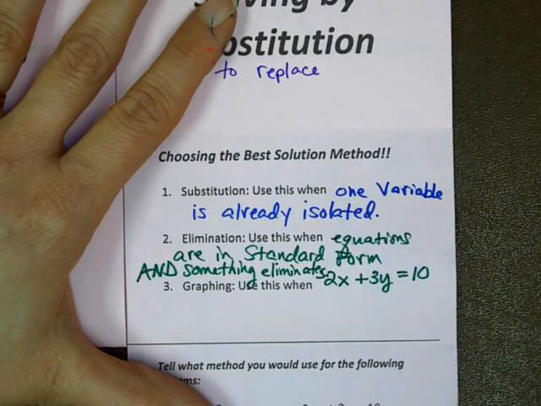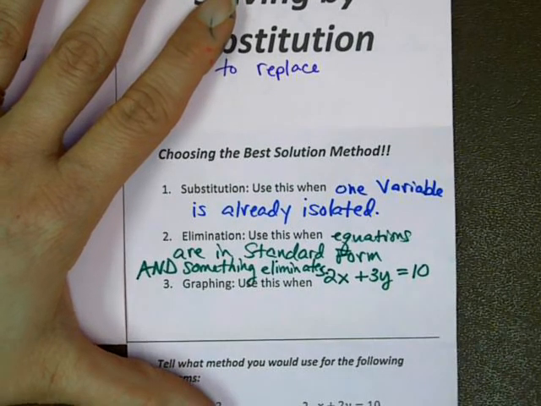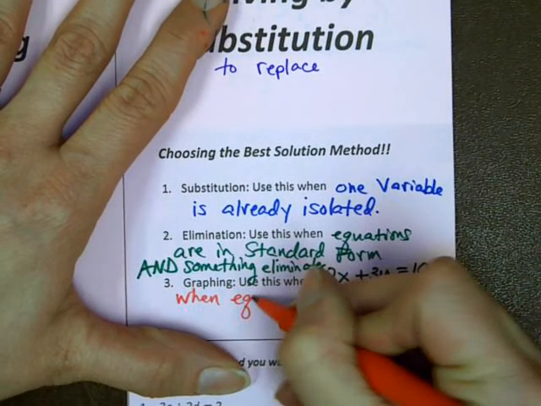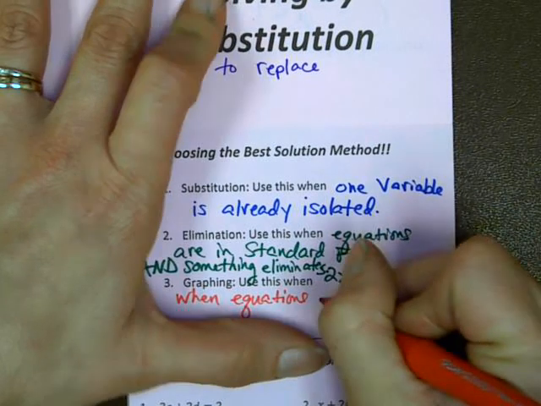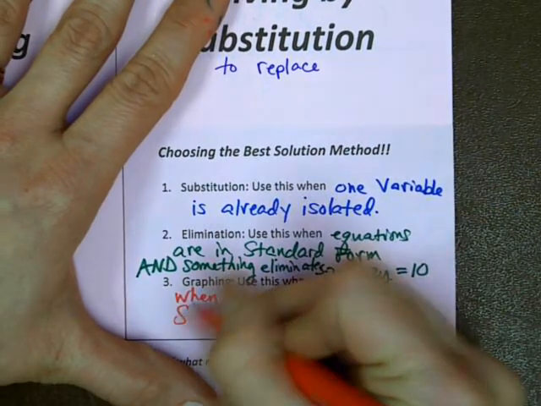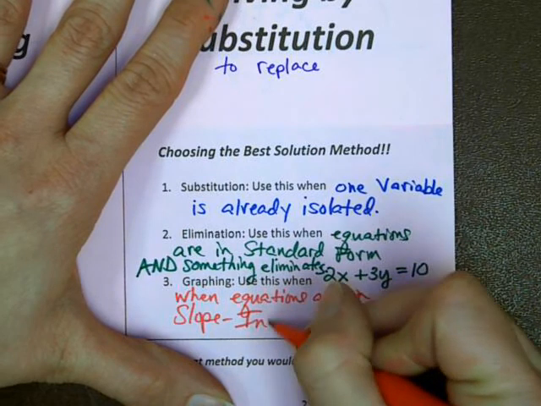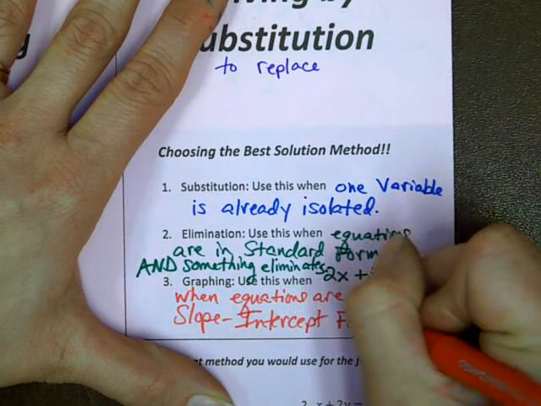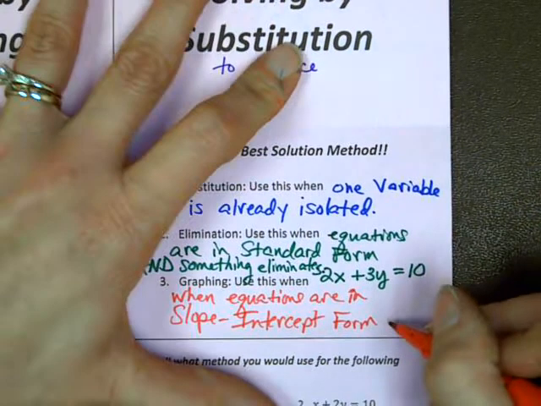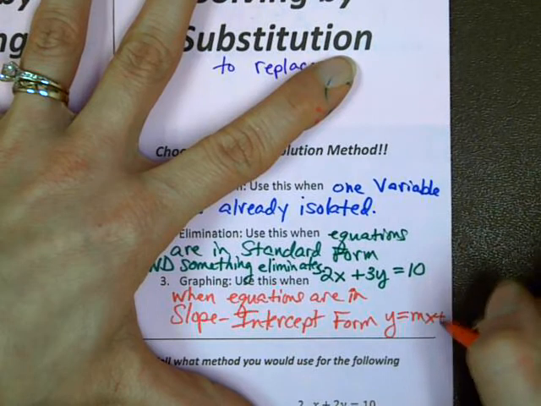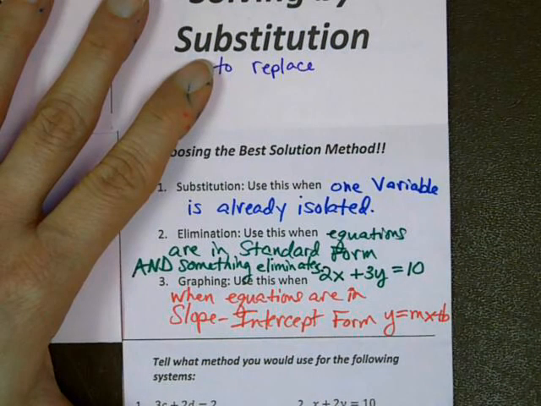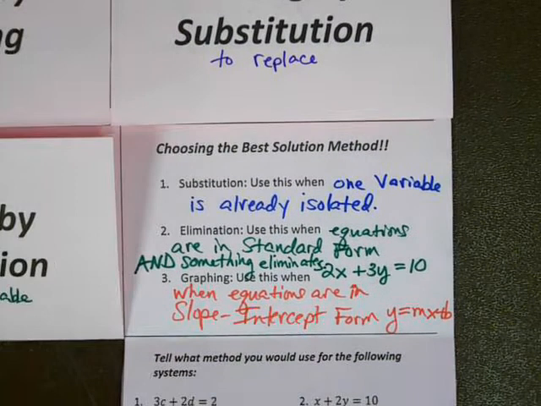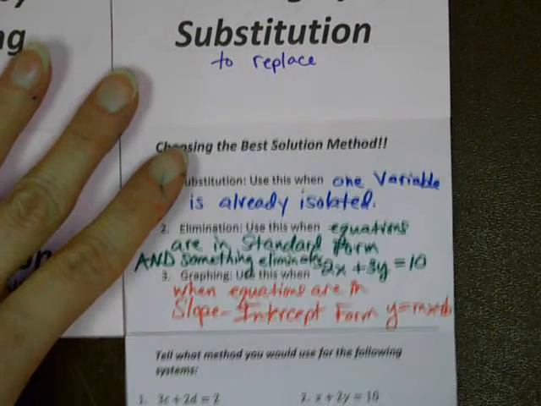Okay, graphing is good, well, if you have graph paper, of course, and it's good when the equations are in slope-intercept form. Do you know what form that means? That means that the equations are y equals mx plus b. If they're already in that form and I don't have to rearrange, then that would be a good time to do graphing. Okay, we're going to look at some equations here and they're going to tell me which method would be the easiest based on how it's set up.